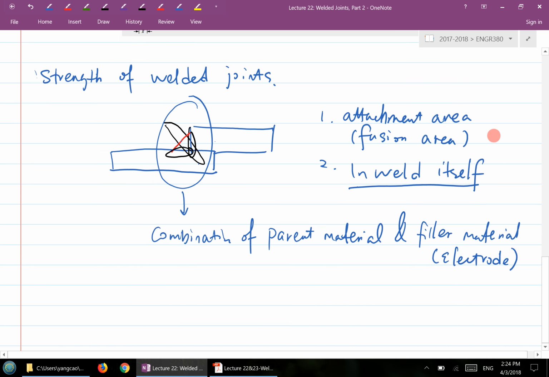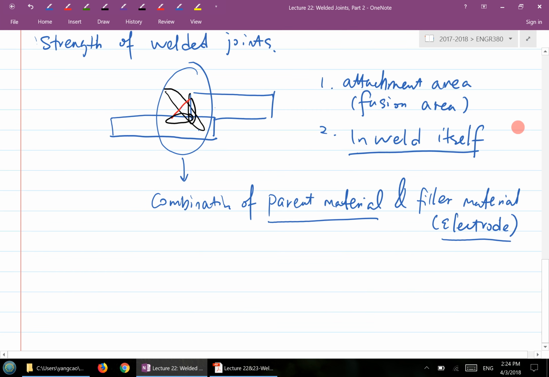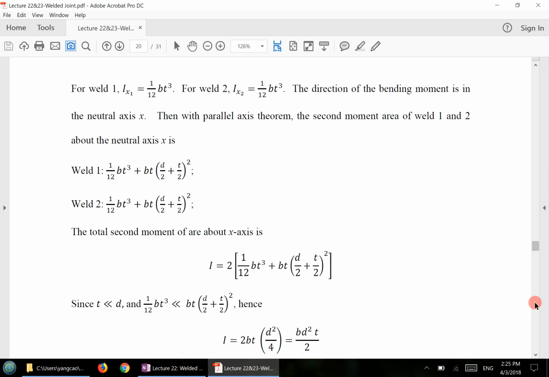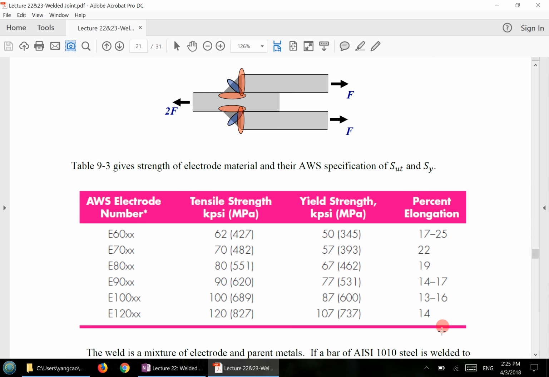So for the parent material, we can definitely look up the properties from tables. For the electrode, we do need to use a table here. So first of all, the strengths for the electrode. This is from table 9-3. Table 9-3, I'll show you what 9-3 looks like. Okay, so this is 9-3.